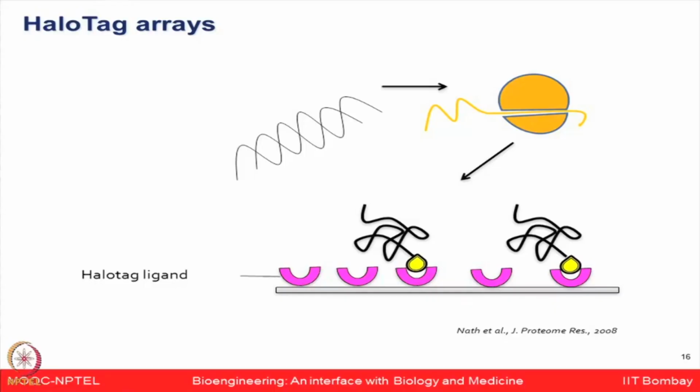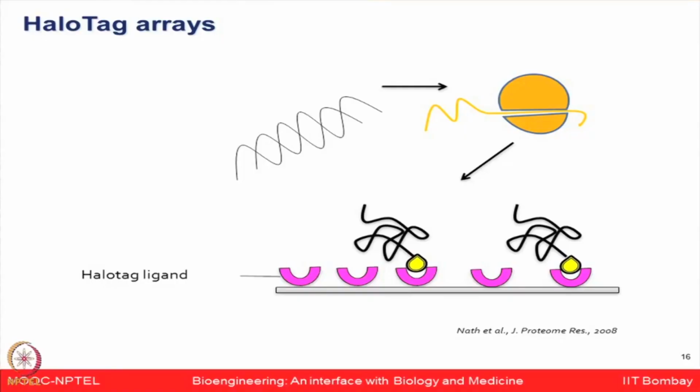A more commercial approach has come forward recently, which is Halo tag arrays, where on the glass slide the Halo tag ligands, the chloroalkanes, are printed, and then your DNA of gene of interest contains this particular tag, which is the Halo tag. Now, when the proteins are synthesized after doing a cell free expression based approach, these Halo tags are going to bind to the ligands on the chip, and you can have a very strong covalent interaction.